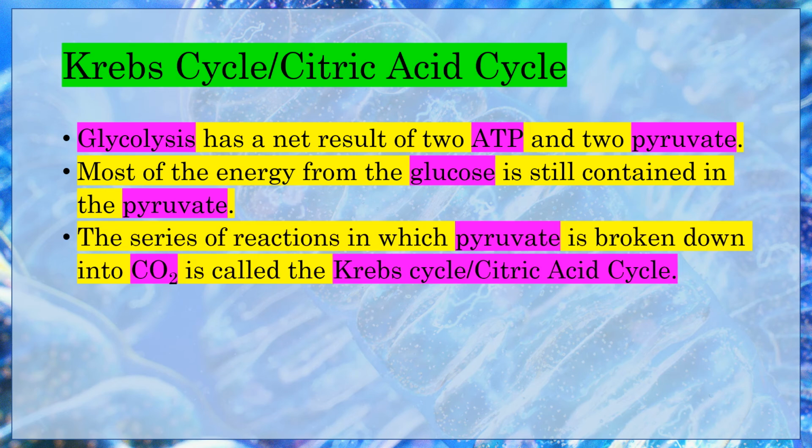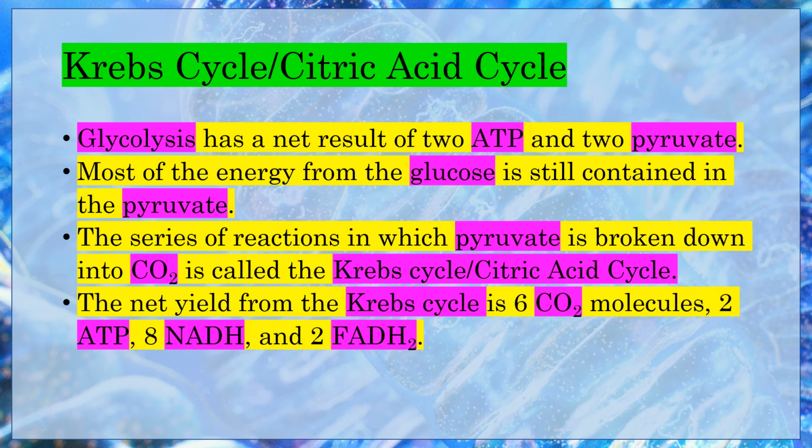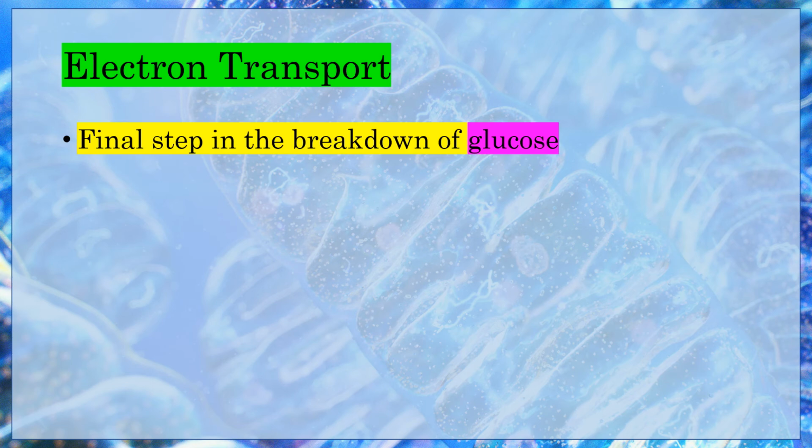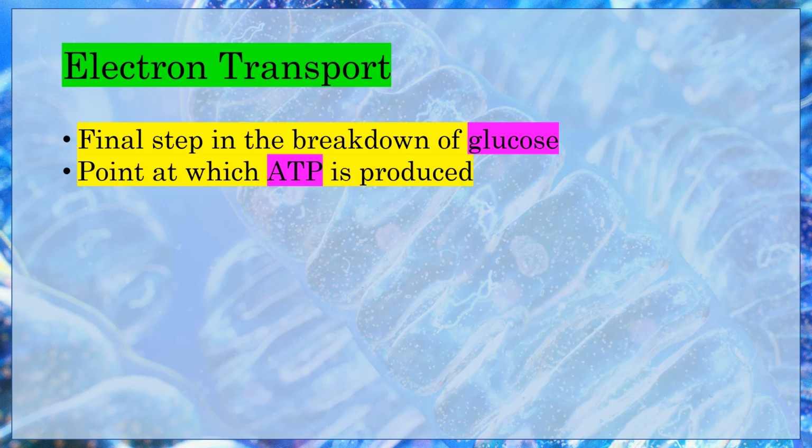The series of reactions in which pyruvate is broken down into carbon dioxide is called the Krebs cycle or citric acid cycle. The net yield from the Krebs cycle is 6 CO2 molecules, 2 ATP, 8 NADH, and 2 FADH2. Then the electron transport chain, the final step in the breakdown of glucose, is the point at which ATP is produced the most, which produces about 30.